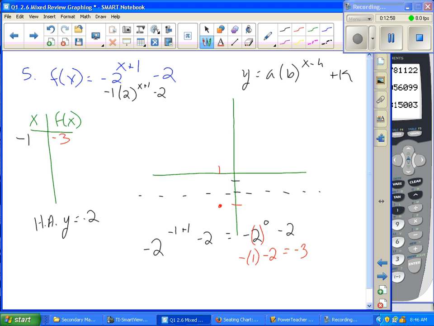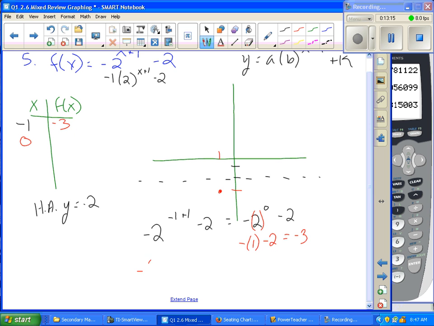And then if I plugged in now, predict whether I should have values to the left or right. Would I expect this to be a growth or decay graph? Good. Growth, so I want to choose values to the right of -1, so like maybe 0. So then I'll get negative 2 to the 0 plus 1 minus 2. So I get -2 to the first minus 2. So 2 to the first is 2. But then I have to times it by that negative in front. So I have -2 minus 2, which is -4.